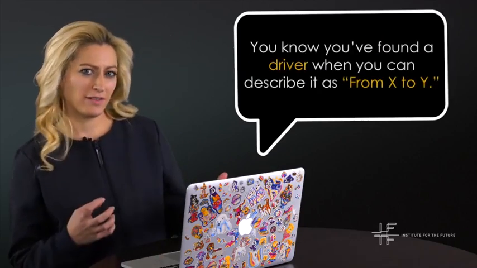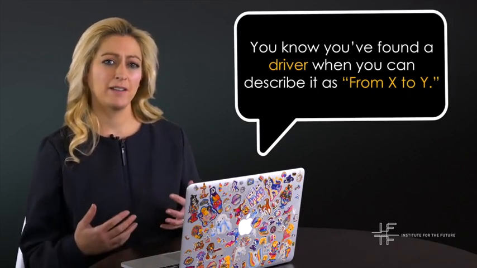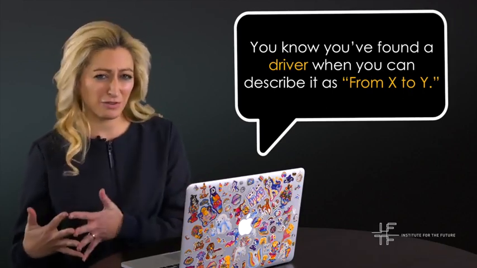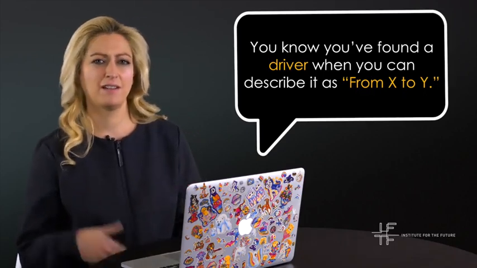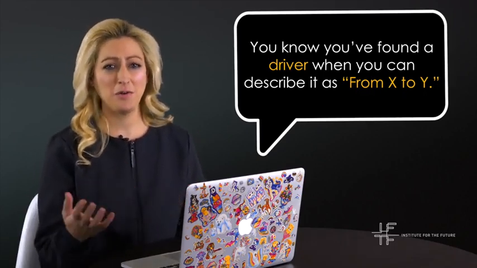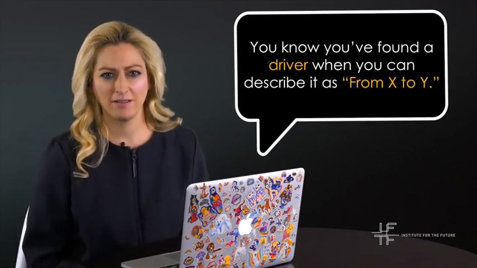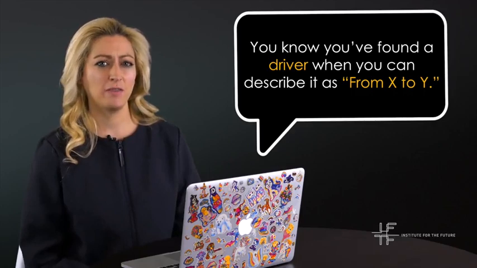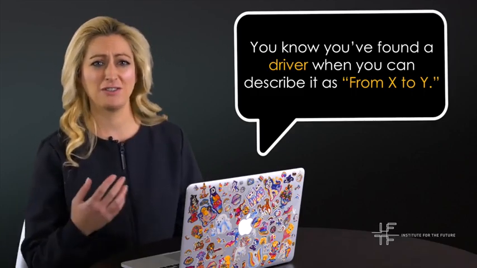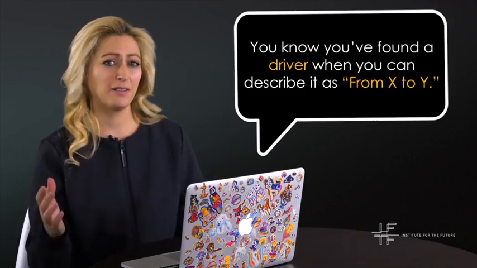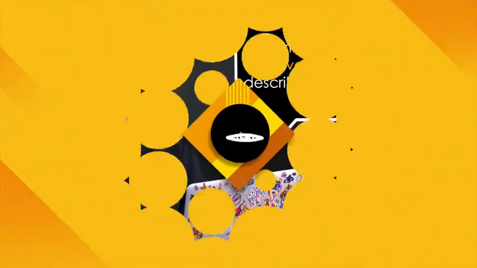When you look at all these drivers, what they have in common is that you can describe them as moving us from a world in which X is true to a world in which Y is true. Or we will often just say from X to Y. You know you have found a good driver when you can say, this is moving us from X to Y. So for example, with climate change, it's moving us from predictable weather we know how to handle and that we have the infrastructure to survive, to a world where the weather is unpredictable and we don't have the infrastructure to live in safely.